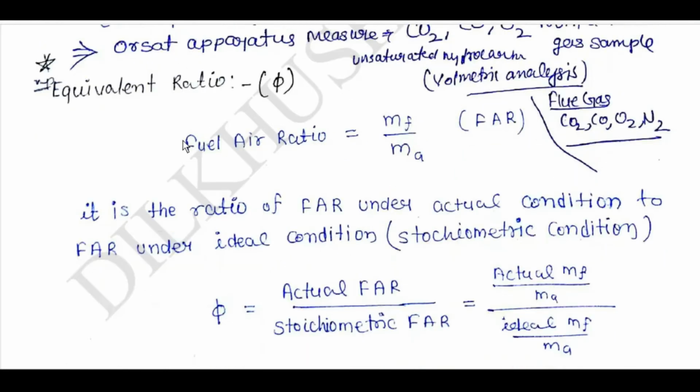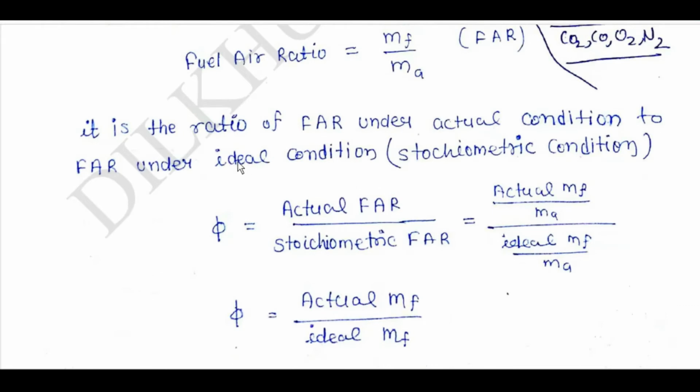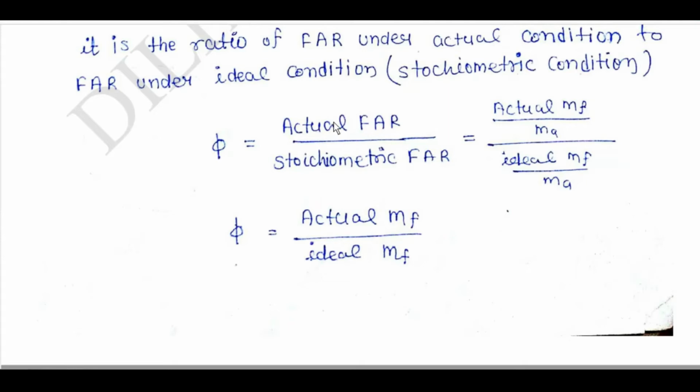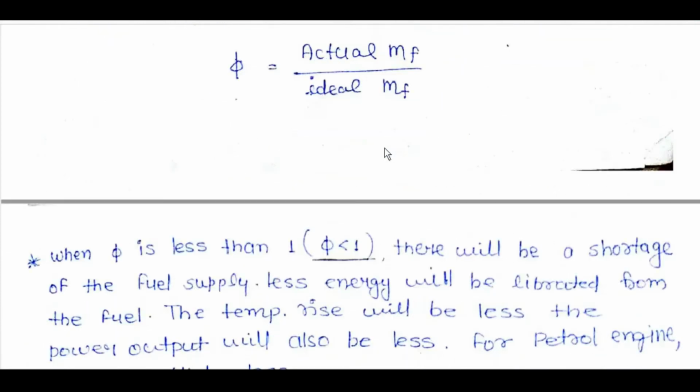Equivalence ratio. Fuel air ratio is equal to MF by MA. It is the ratio of FAR under the actual condition to FAR under the ideal condition, that is stoichiometric. Phi is equal to actual FAR by stoichiometric FAR, which is equal to actual MF by MA over ideal MF by MA. Phi is equal to actual MF by ideal MF.